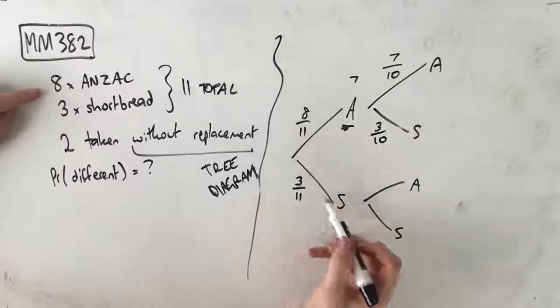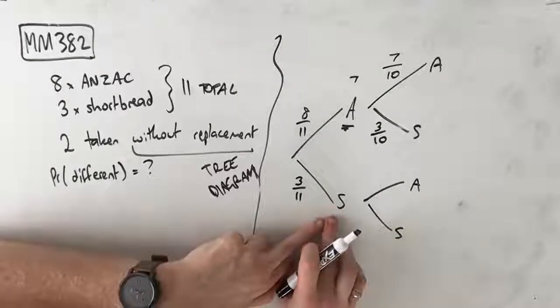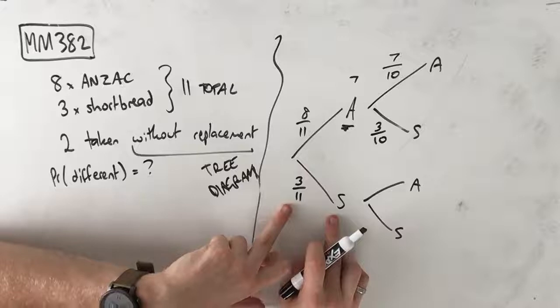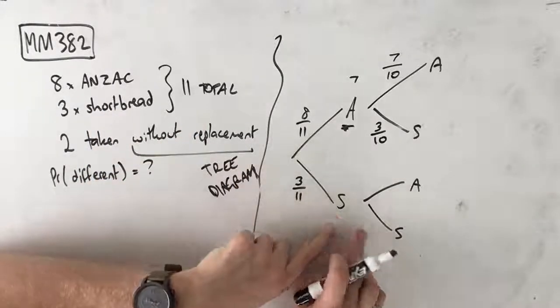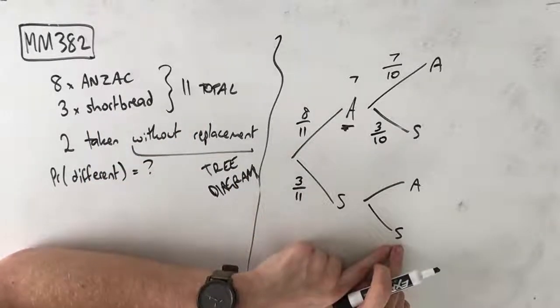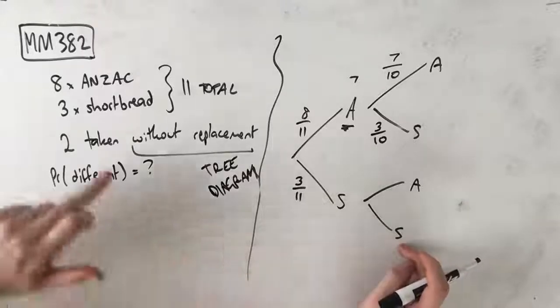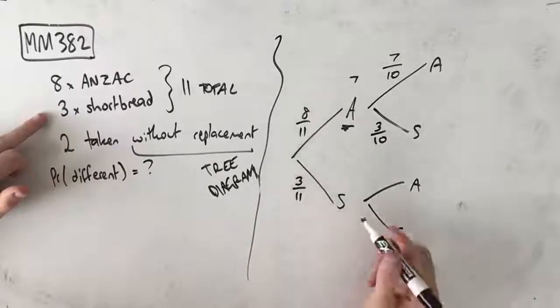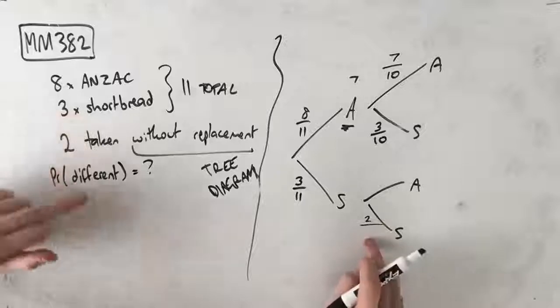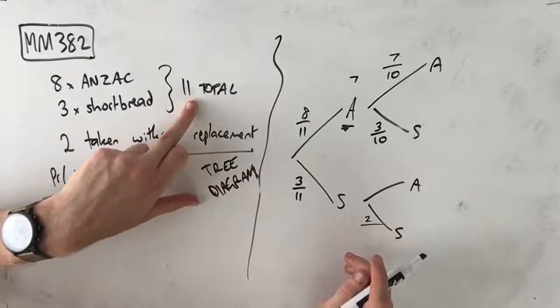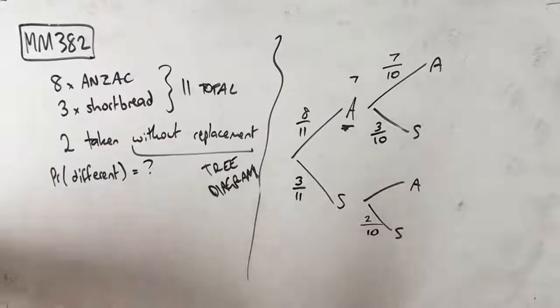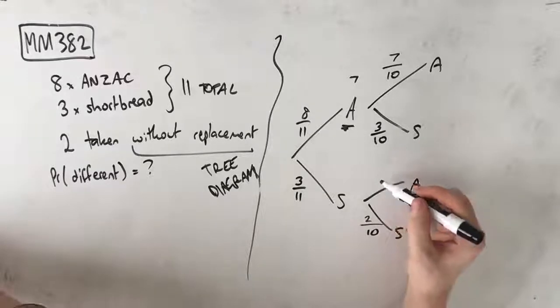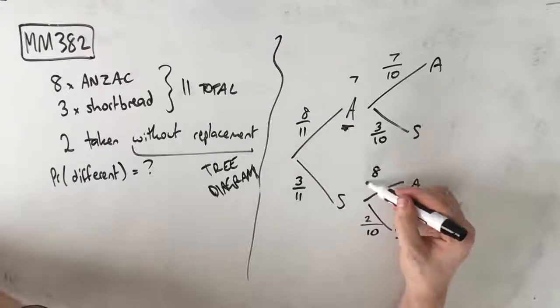Now, going back down to this path, our first probability of picking out a shortbread is 3 on 11, because we have 3 and 11 total. For the probability of picking out the second shortbread, we've already picked out a shortbread, so there's actually only 2 left once we've picked out this first one. So we have 2 out of our total, which is now 10 because we've already taken a shortbread out. And because both of these have to add to 1, this is going to be 8 on 10.